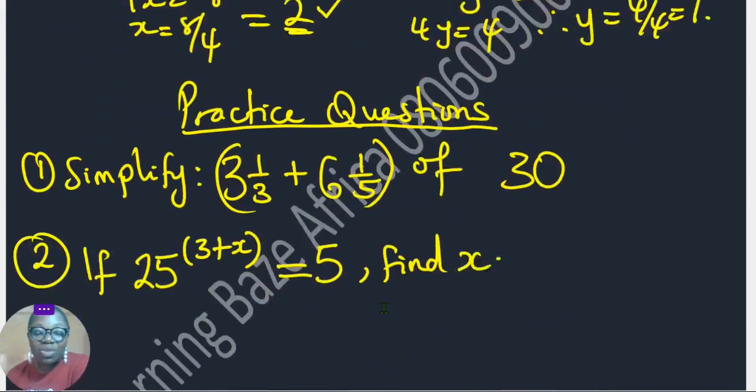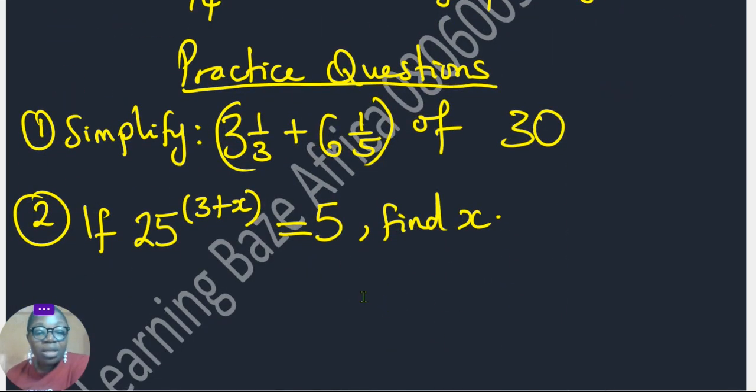Now we have practice questions for you. Number 1: Simplify (3 1/3 plus 6 1/5) of 30. Number 2: If 25 raised to power (3 plus x) is equal to 5, find x. So make sure you attend this class over and over again. Do these 2 exercises and you'll be glad you got them right.